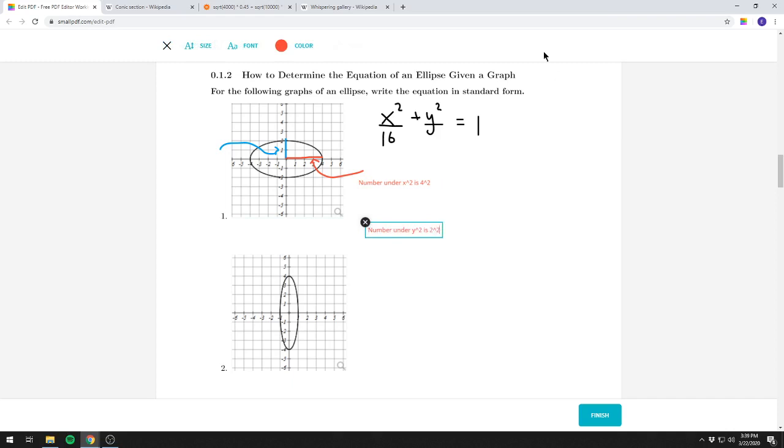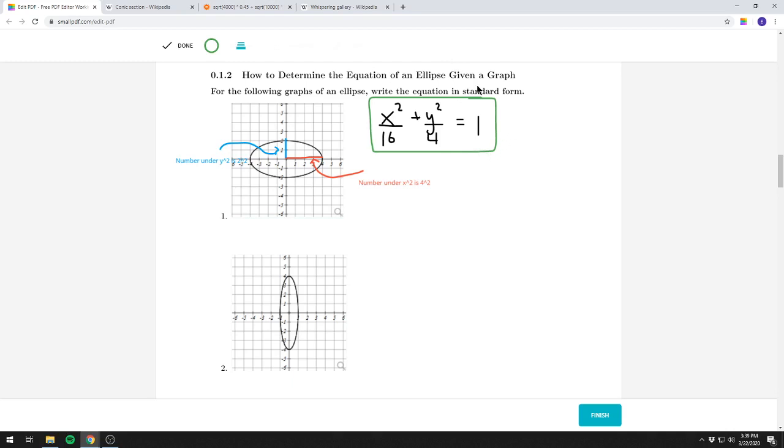Which simplifies to 4. We're going to put 4 under the y squared. Right, and that is actually it. That's all we need to do. That is the equation for this ellipse right here. X squared over 16 plus y squared over 4 equals 1.